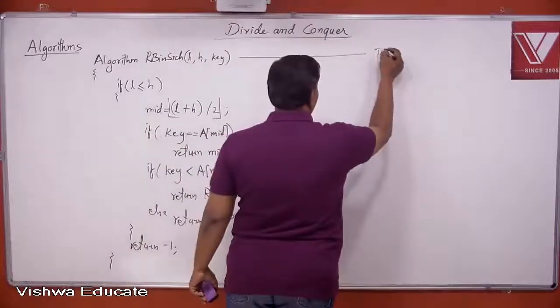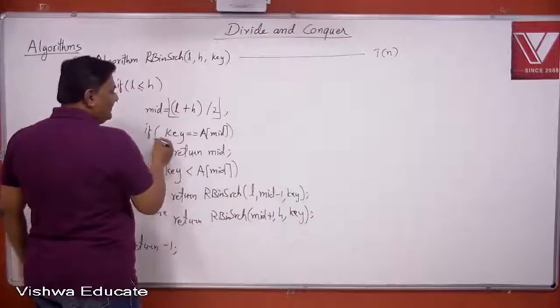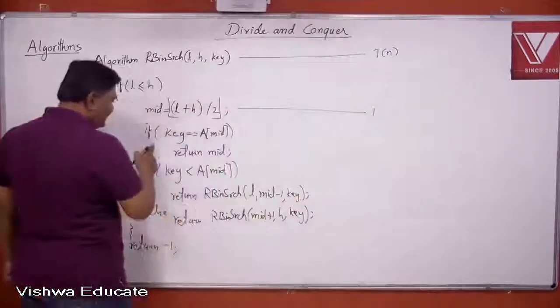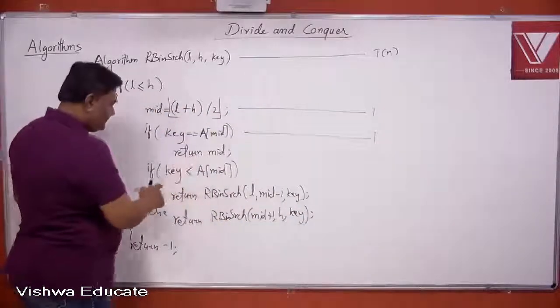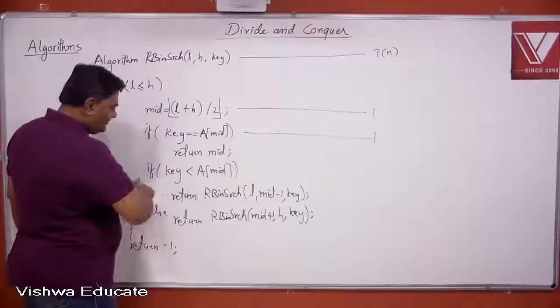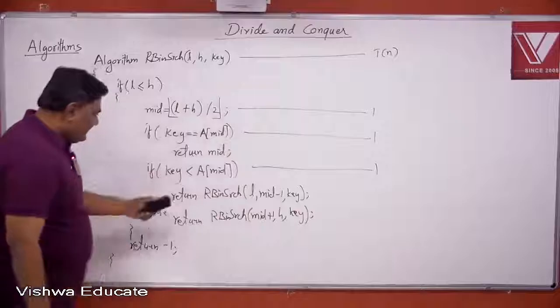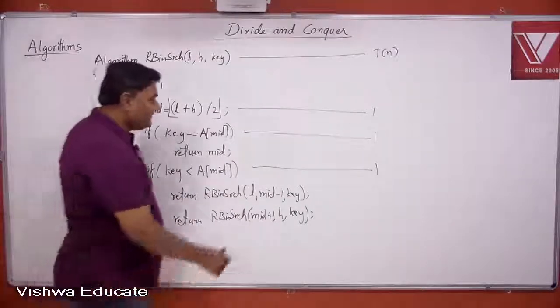We say that the time taken by this is T(n). Then what is it doing? Let us find out the time. This is 1. Then this condition is checked. This is 1. If it is true, it is returned, no problem. Or else this condition is also checked. Then either this is called or this is called, not both.